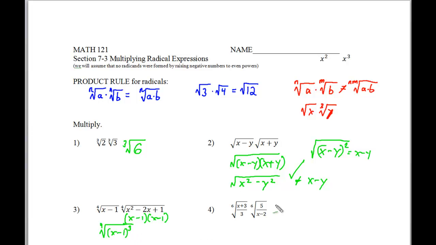Here, these are both under the 6th root, so I can combine this to be 5 times x plus 3 and 3 times x minus 2, all under the 6th root, which means in my numerator I'm going to have the 6th root of 15x plus 15, or sorry, 5x plus 15, sorry about that. So 5 times x is 5x, 5 times 3 is 15, and then under here I've got 3x minus 6.